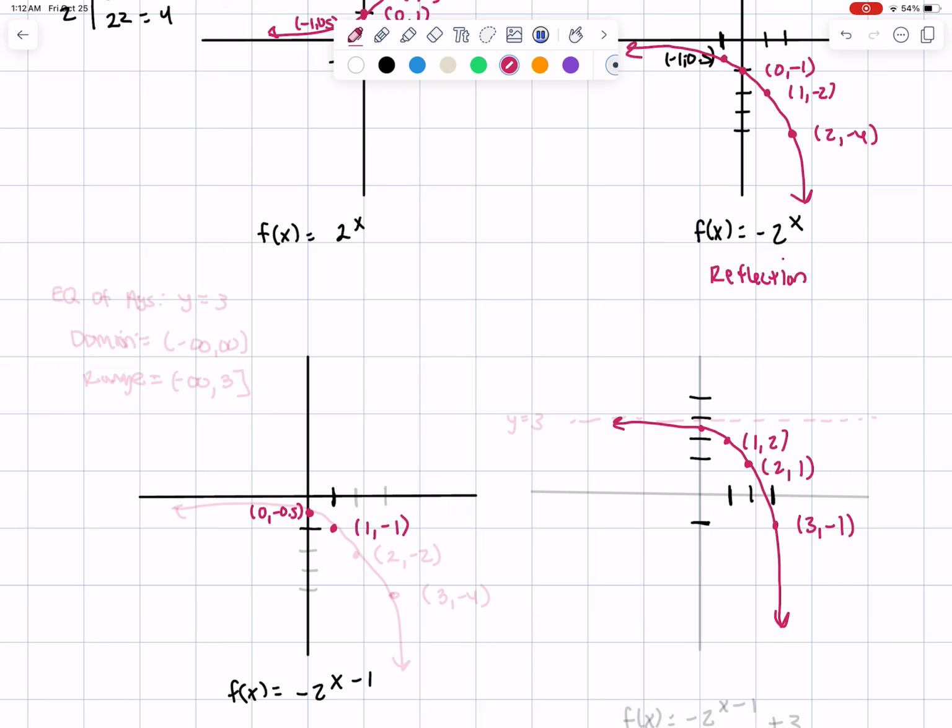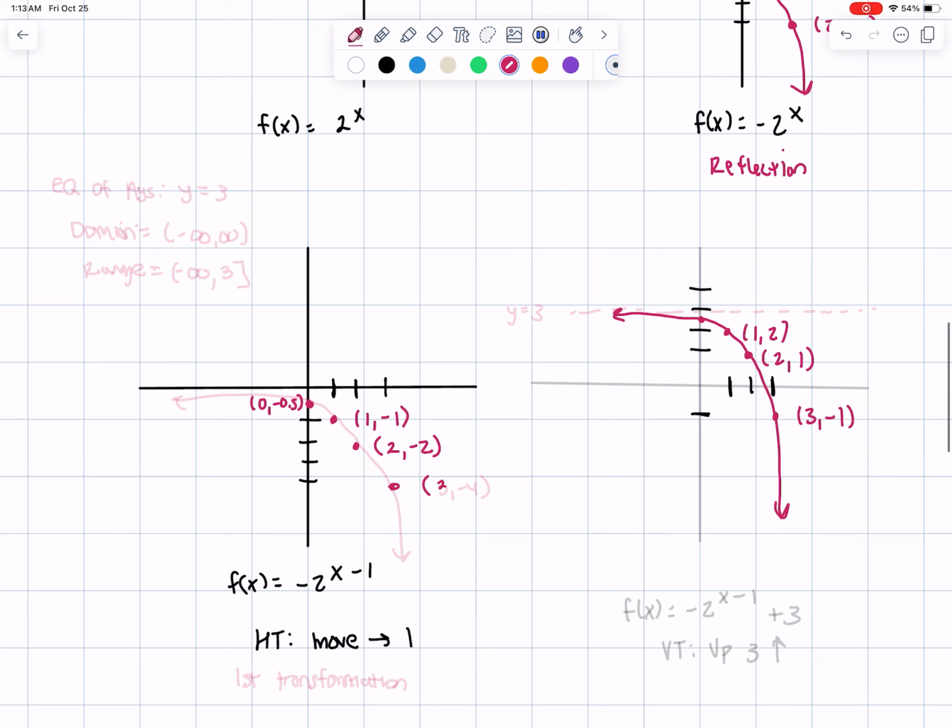What about 1, -2? So if we're on 1, move over 1, now it's going to be on 2. So x value of 2 and a y value of -2. And then what about the last one? So if we're on 2, we move over 1, now it's going to be 3. And a y value of -4, so that doesn't change. So now we've done our horizontal shift, we draw our line.